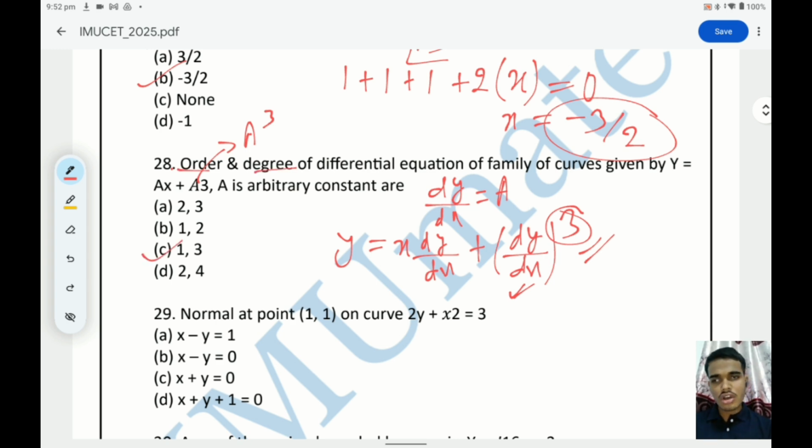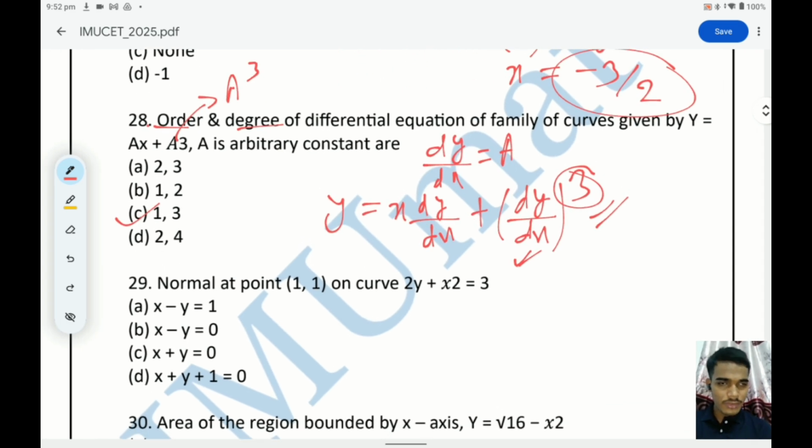Simple. Now about question number 29. The normal at the point (1, 1) on the curve 2y plus x squared is equal to 3, okay. To find its slope we will differentiate it. If we differentiate it, we will get 2 dy by dx plus 2x is equal to 0. If we solve it, we will get dy by dx is equal to minus 1.